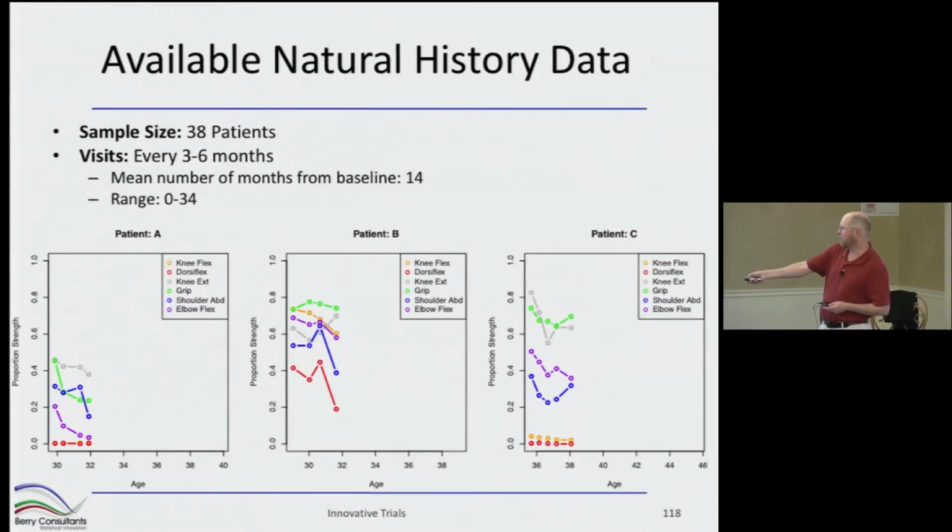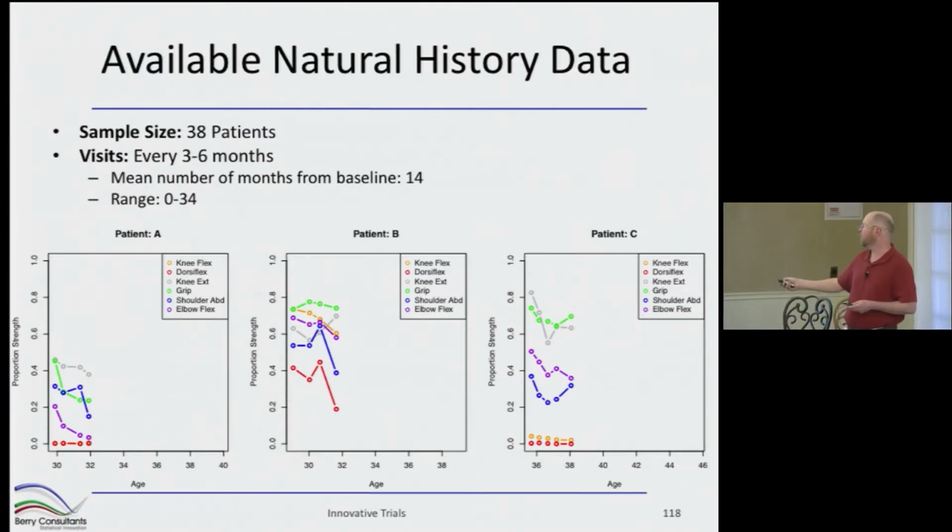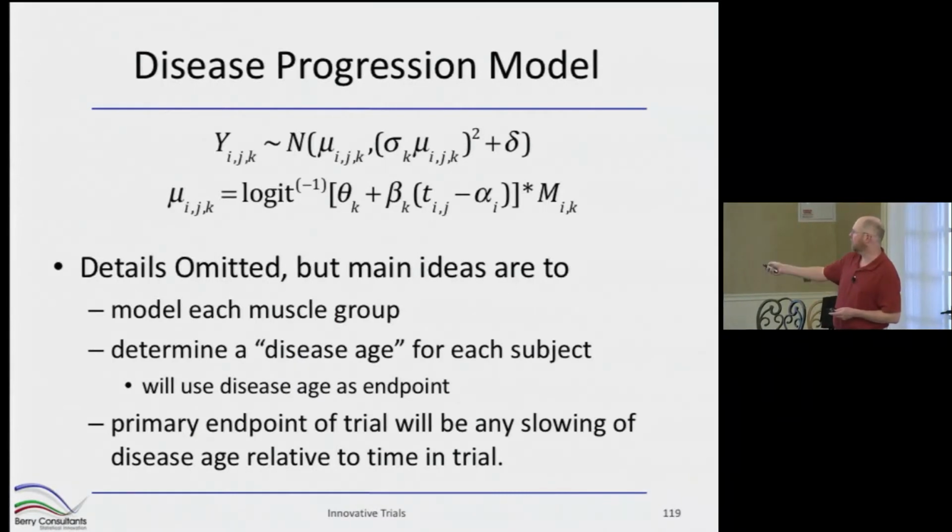For example, this person's strength is a lot lower. I'm not going to go through all the details of this, but each of these curves shows different components of the disease: knee extension, elbow flex strength, shoulder strength, knee flex. You can see this patient has completely lost the knee and dorsiflex, but still has strength in other areas. For each of these patients, what we can do, I'm going to skip this model.